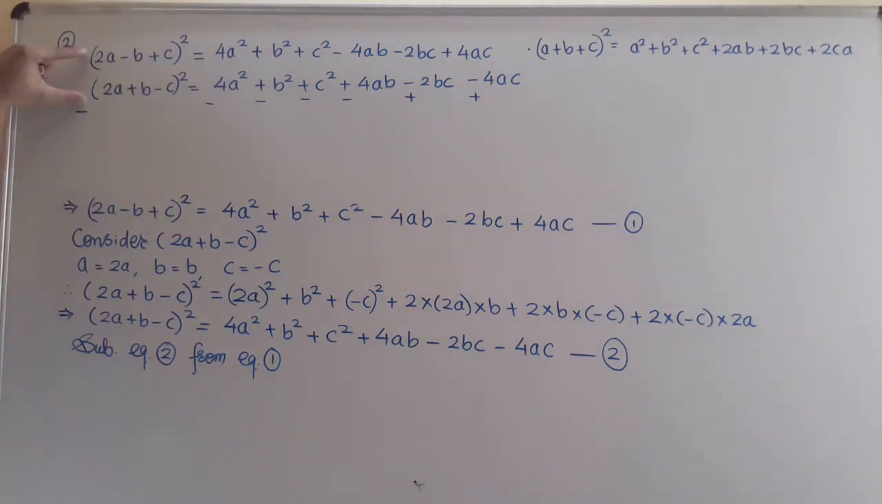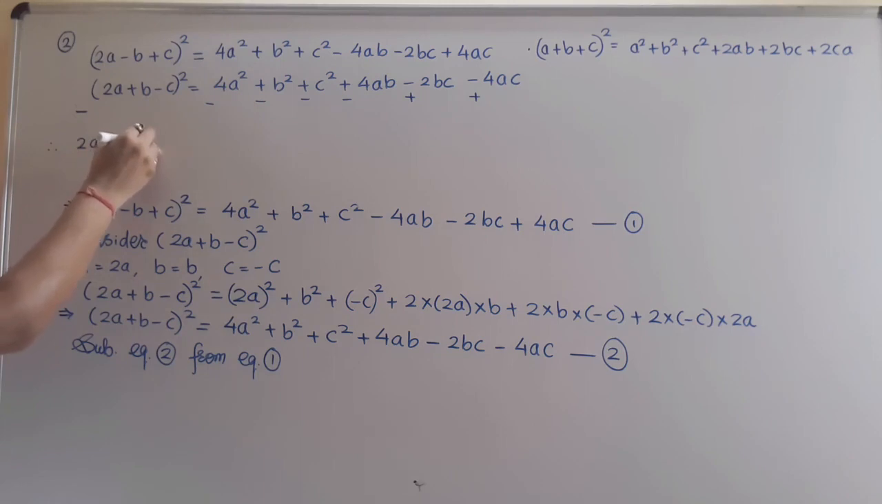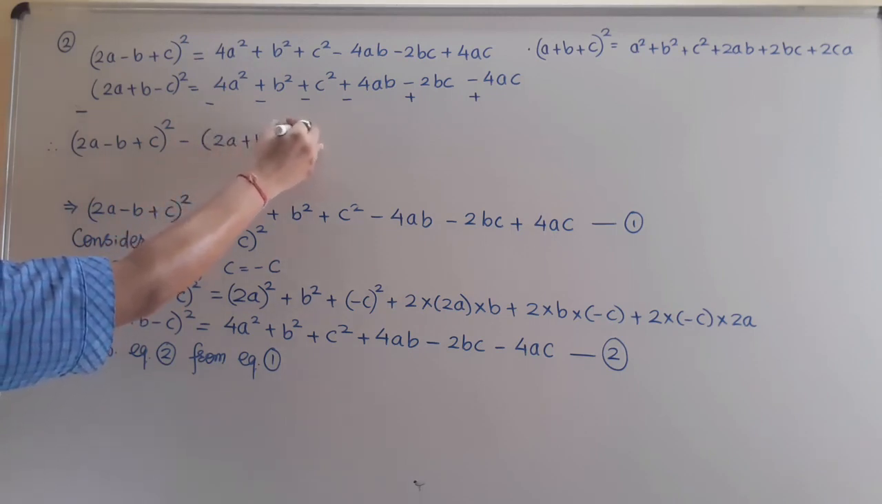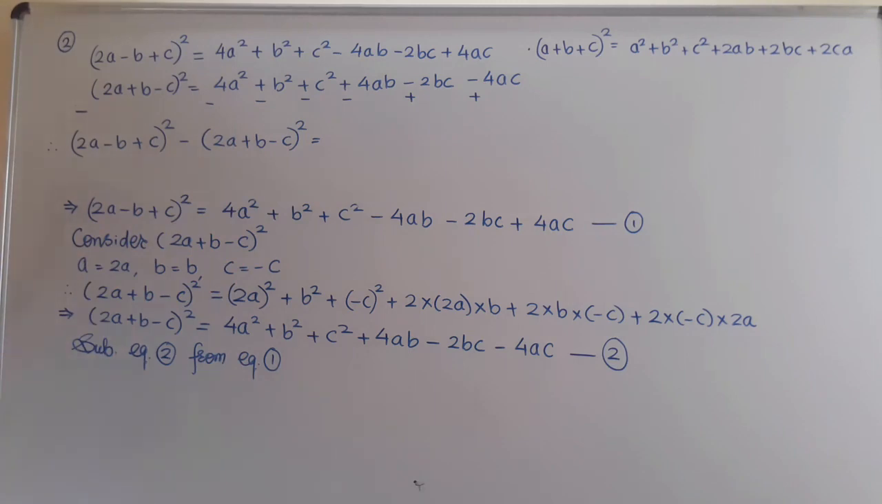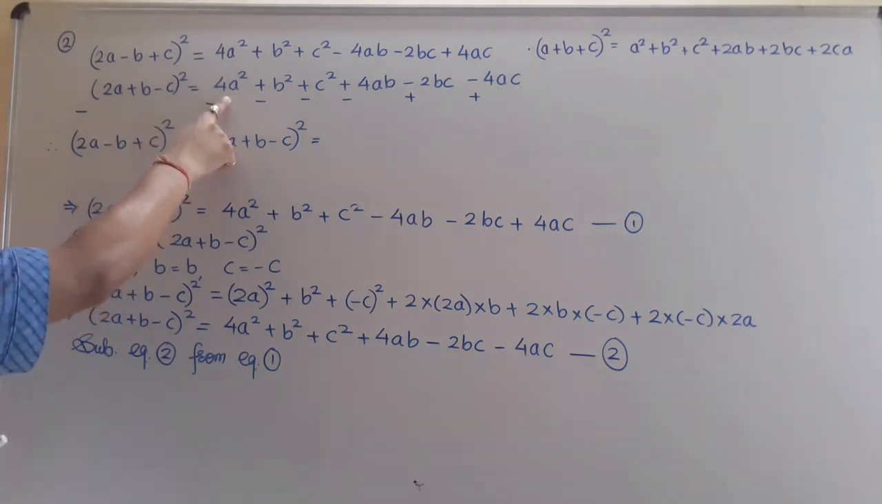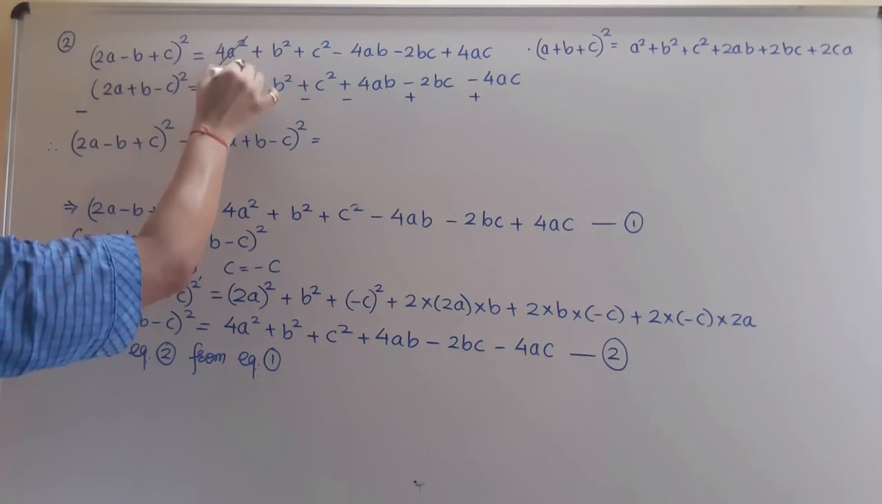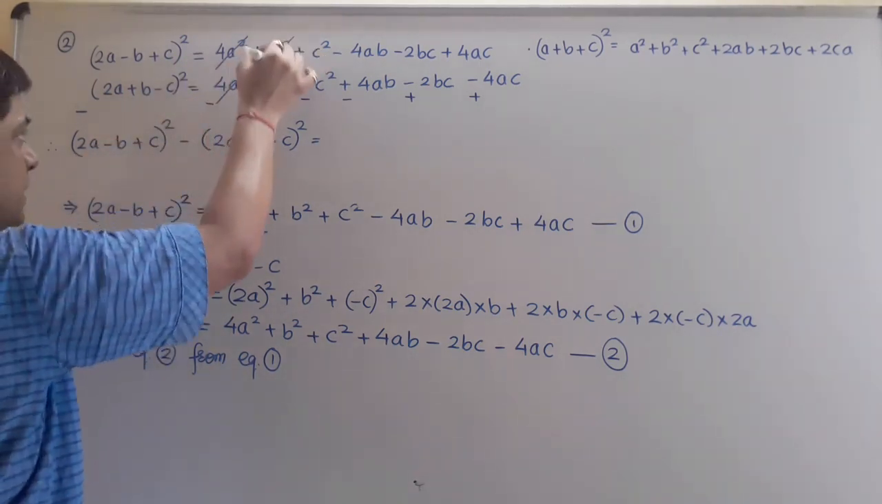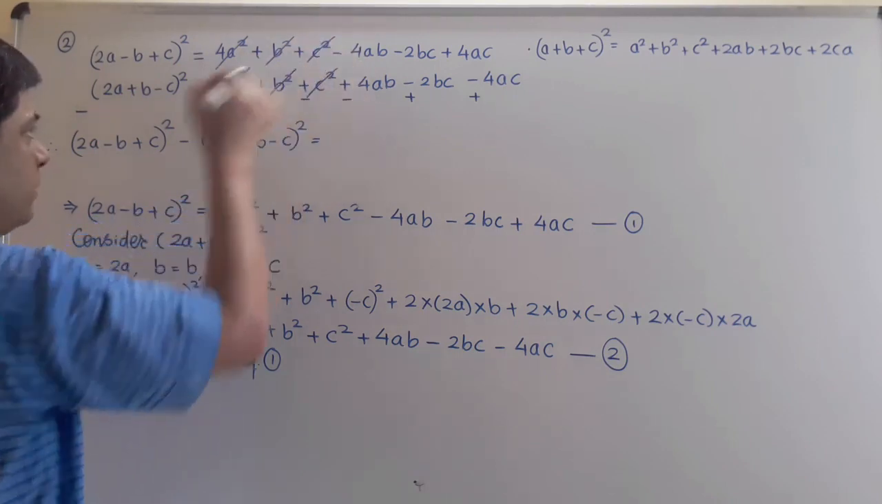Okay, now I will copy these two terms, this one minus this one. So I can say that now it can be (2a minus b plus c) whole power 2 minus, in the bracket, (2a plus b minus c) whole power 2. Now observe the two terms. First of all, observe this 4a square. 4a square is positive and here 4a square is negative, so both will be cancelled. Similarly, plus b square minus b square will be cancelled. c square and c square will be cancelled.